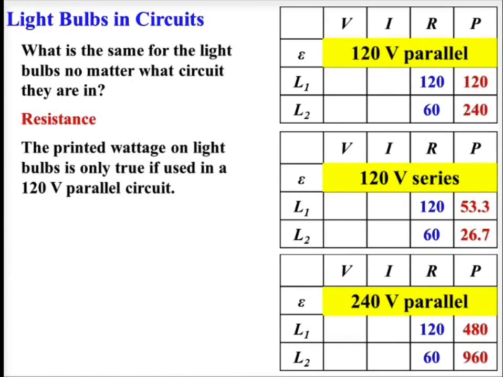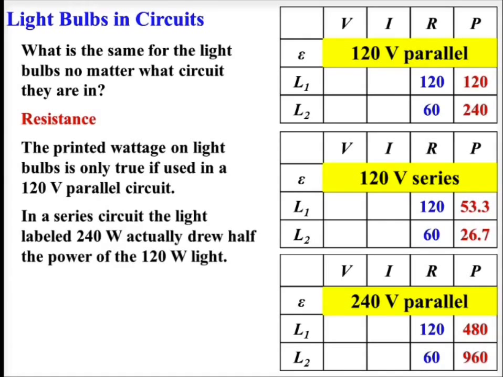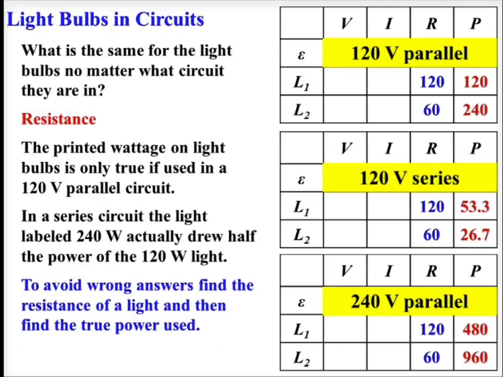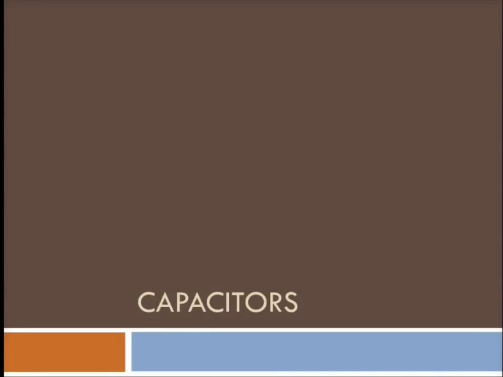Now, here it says, what is the same for the light bulbs no matter what circuit they are in? Again, this is resistance. The printed wattage on light bulbs is only true if used in a 120-volt parallel circuit. In a series circuit, the light labeled 240 watts actually drew half the power of a 120-watt light. Again, to avoid wrong answers, we need to make sure that we find the resistance of a light and then find the true power afterwards.